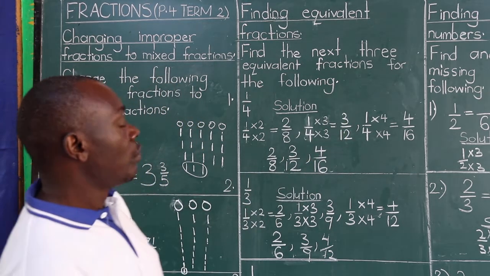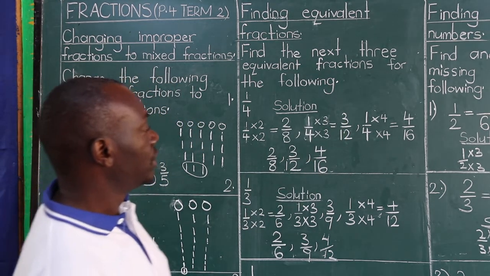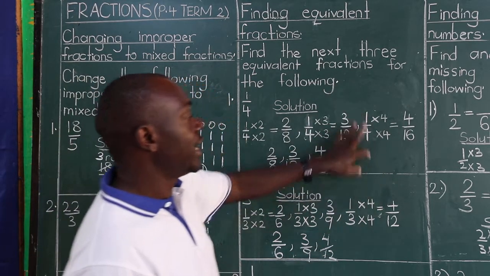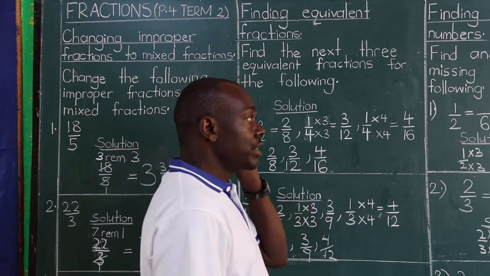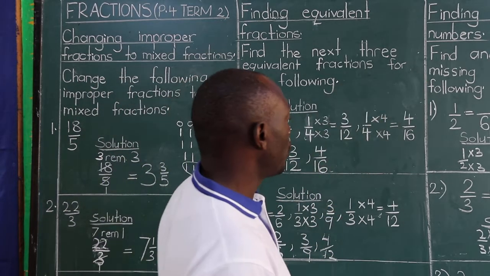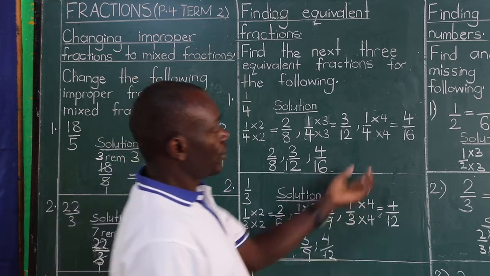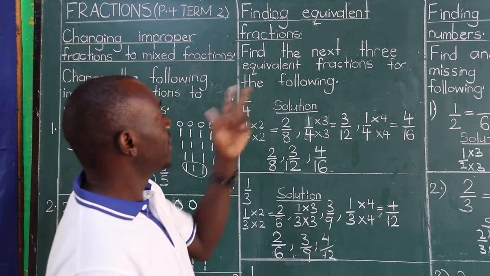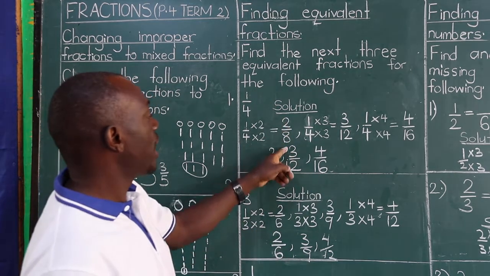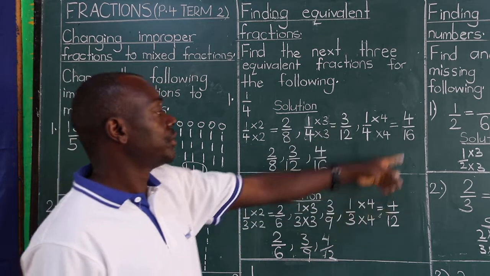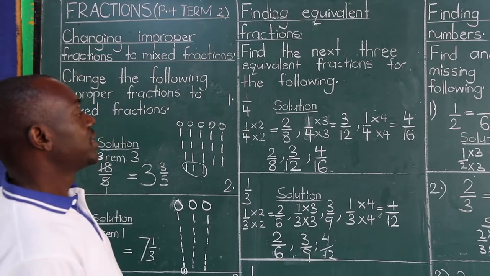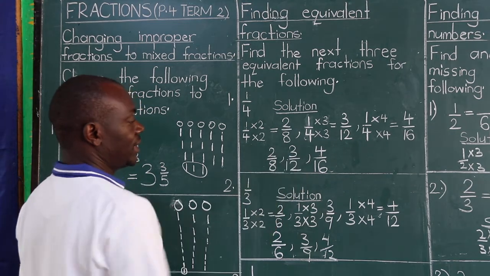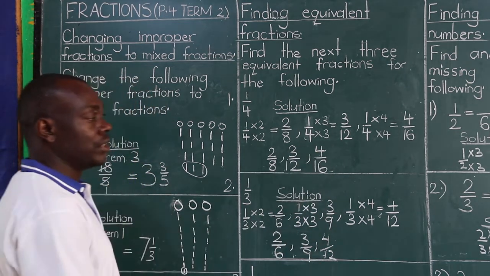Then the third, we shall multiply by 4 up and down. That is for the numerator 1 and the denominator 4. So 1 times 4 and 4 times 4. So where 1 times 4 you get 4, and then 4 times 4 you get 16. This is the third. So now that you are being asked to write the next 3, they are here. That is 2 out of 8, then 3 out of 12, and 4 out of 16.